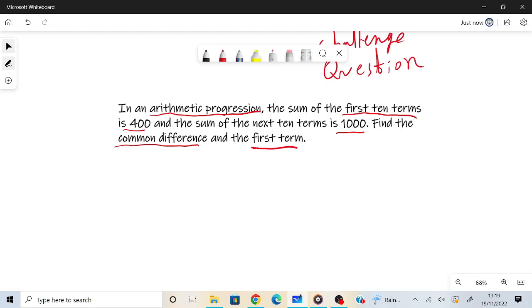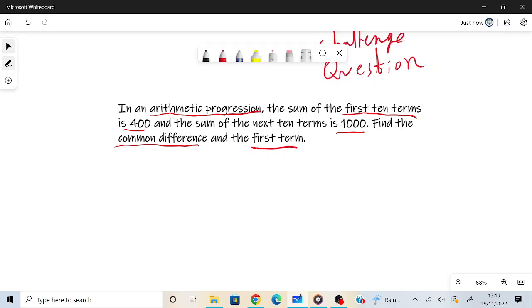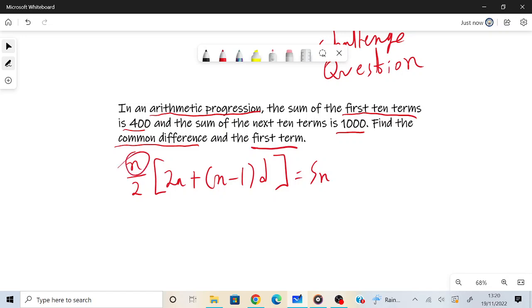So let's begin. It says in an arithmetic progression, the sum of the first 10 terms is 400 and the sum of the next 10 terms is 1000. Find the common difference and the first term. Okay, so it says the sum of the first 10 terms is 400. So with our formula, n over 2 into 2a plus n minus 1 d is equal to Sn. That's the sum of our terms. We know that in the first piece of information our n is 10 and our Sn is 400.